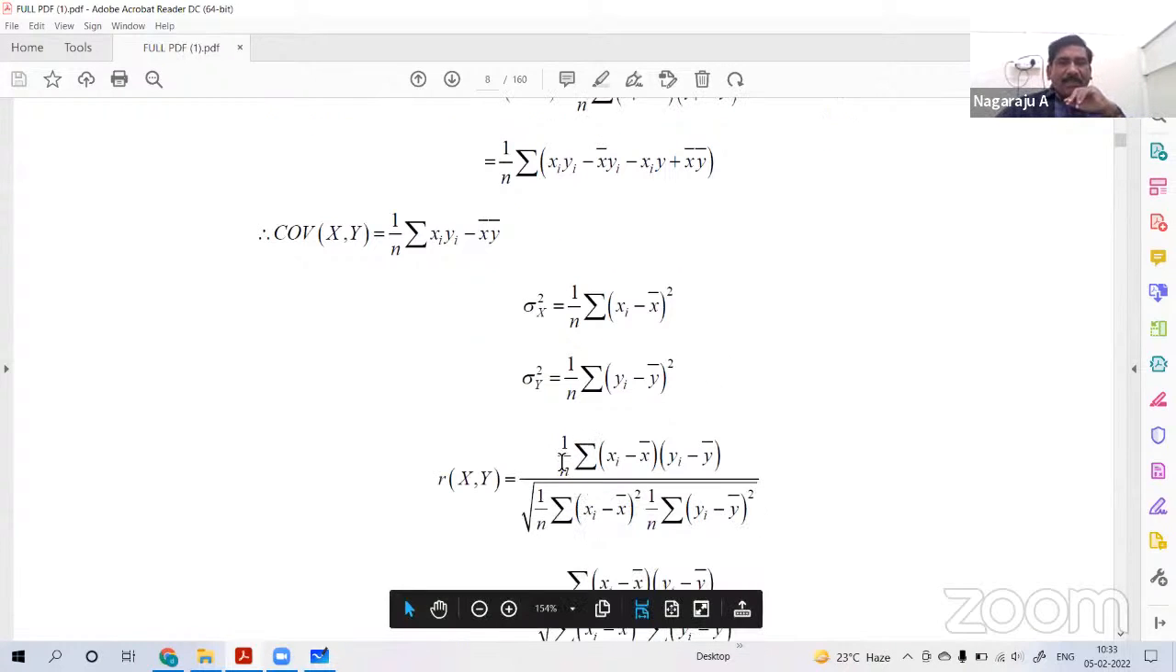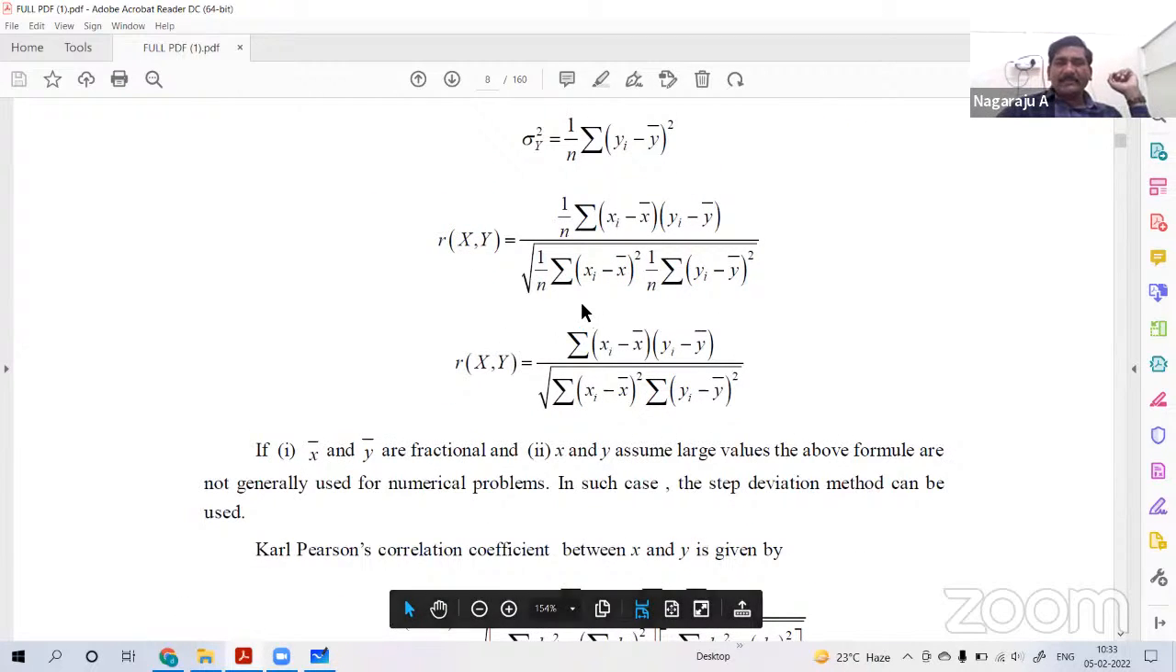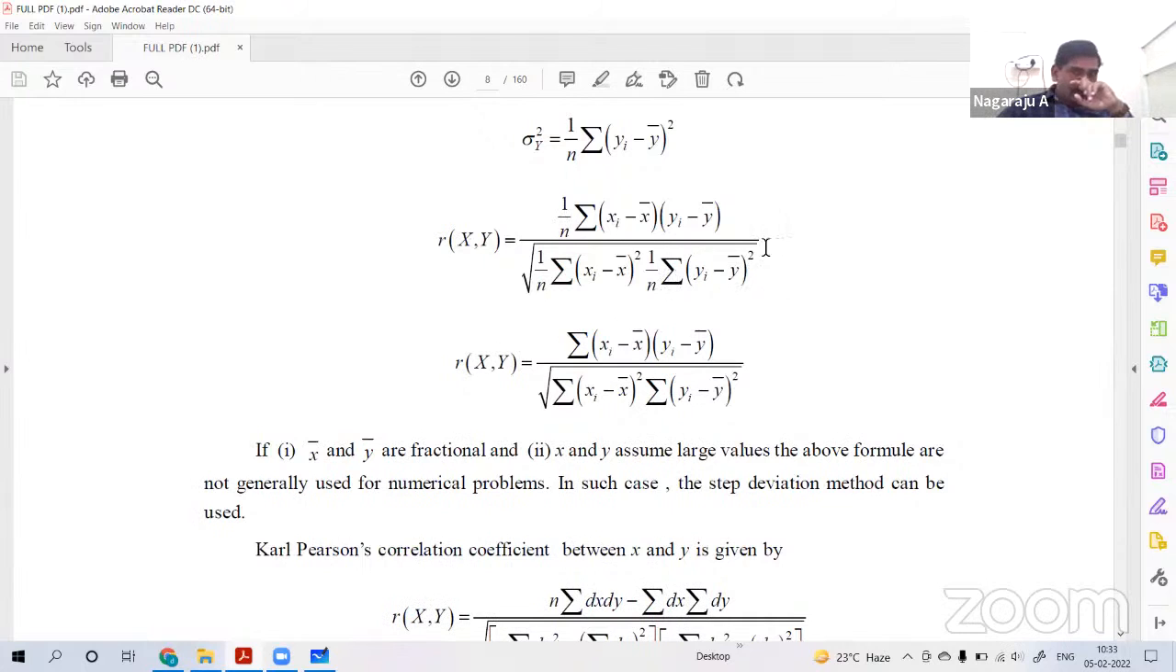The covariance formula I substituted here in the numerator, and in the denominator 1 by n into summation (xi minus x bar) whole square and 1 by n into summation (yi minus y bar) whole square. The 1 by n coming outside the root in the denominator, root of 1 by n into root of 1 by n, equals 1 by n. The numerator is also 1 by n, so 1 by n and 1 by n cancel.